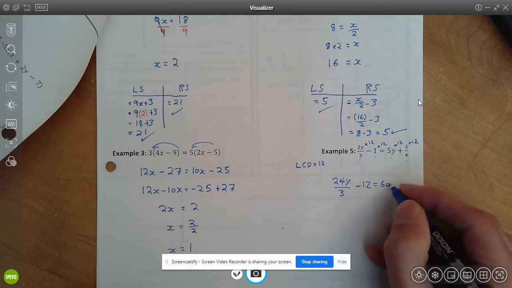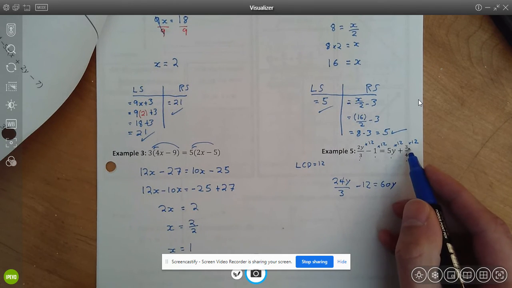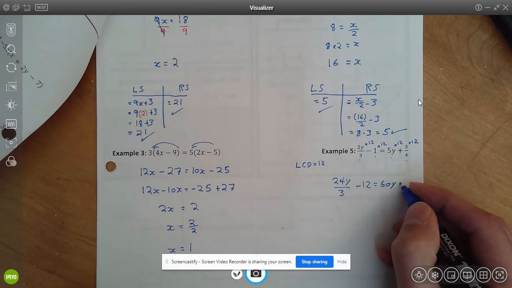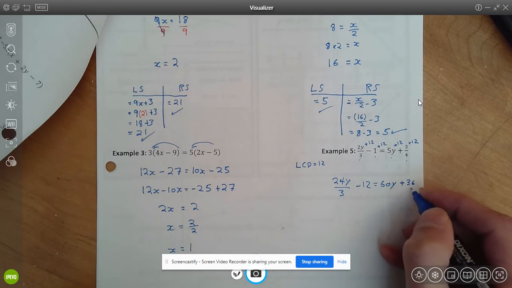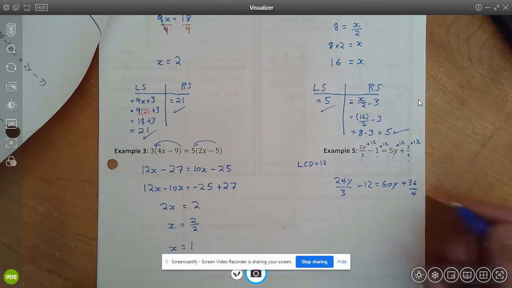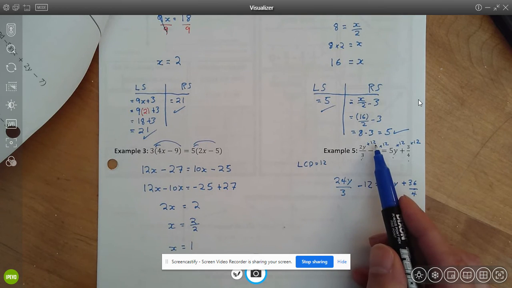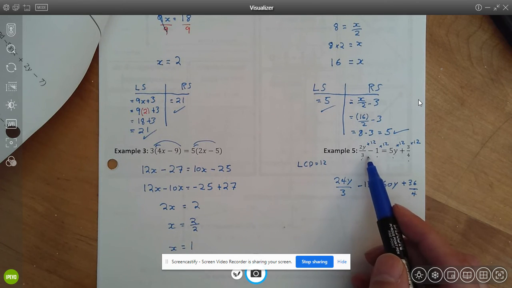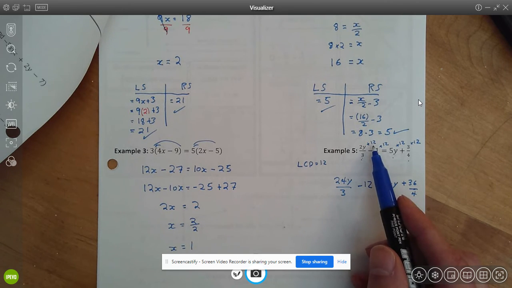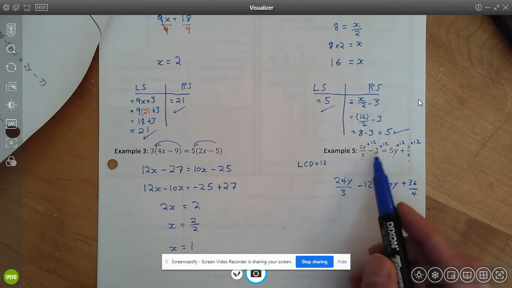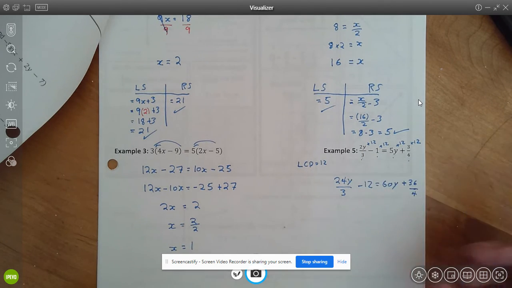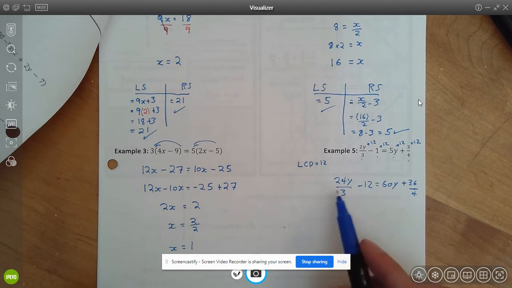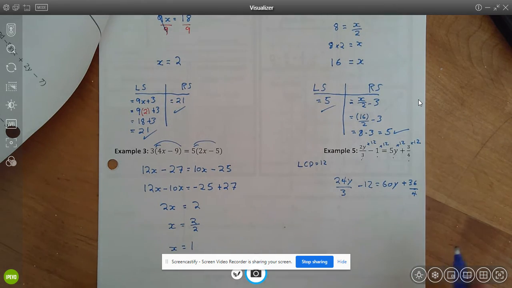5y times 12 is 60y. And 3 times 12 is going to be 36 over 4. So I'm really just multiplying numerator by numerator because my denominator of 12 is just 1. So remember when we're multiplying fractions, it's top times top, bottom times bottom. But when I'm multiplying by a whole number, the bottom is always just 1. You can just think about multiplying each of the tops by 12. And now, because I picked the LCD, the lowest common denominator, this will always reduce to a whole number.